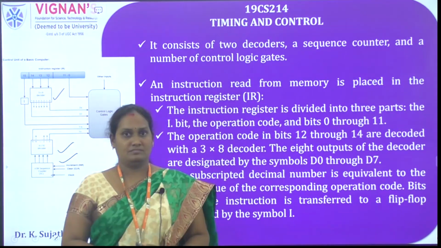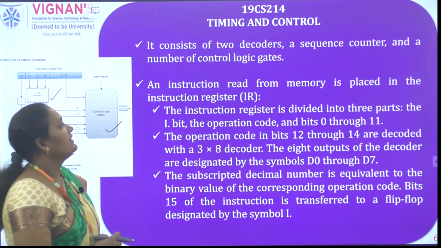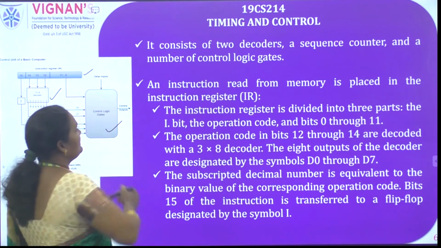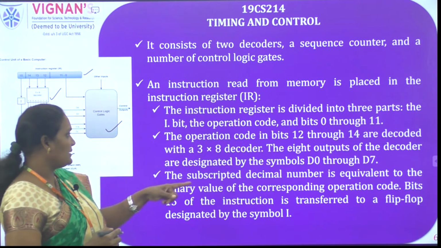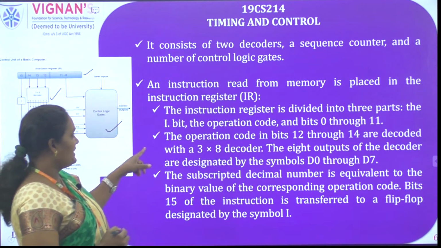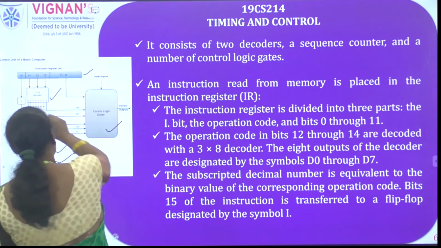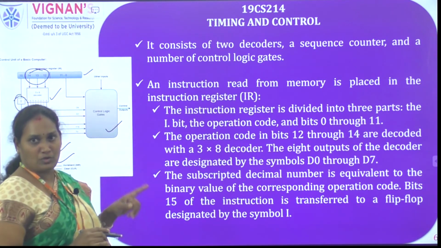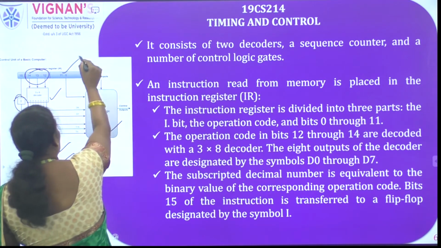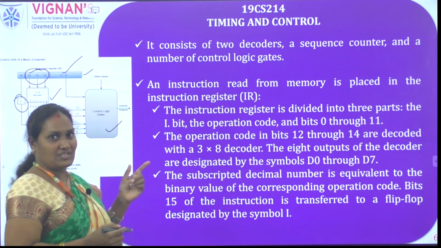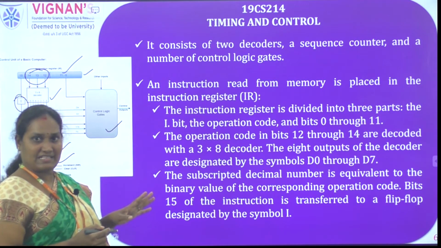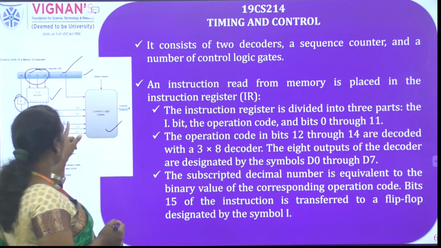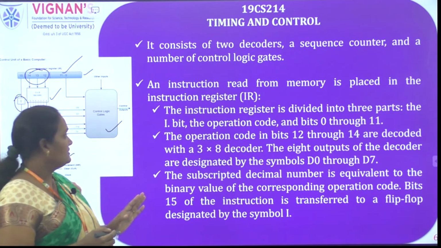Now an instruction. The instruction read from memory is placed into the instruction register IR. Now here the instruction register is divided into 3 parts. The first part is the I bit, which is nothing but the mode bit. The second part is bits 12 to 14, which is the opcode, and the bits 0 to 11. In memory reference instruction, those 0 to 11 bits indicate the address part. In register reference and input output instructions, those 0 to 11 bits indicate the operation, right?